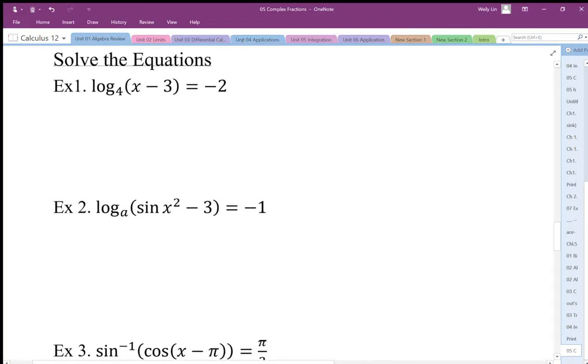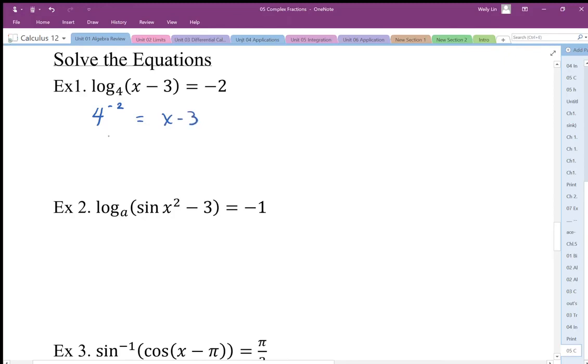Okay, solving log equations, or solving equations in general, we need to undo. There are two ways to get rid of logs. We can have log equals log and drop the logs, but that's not the case here. So the other way is to use the definition of log, converting a log into an exponent. So that's base 4, exponent -2, equals my argument.